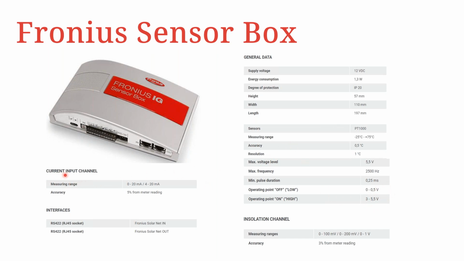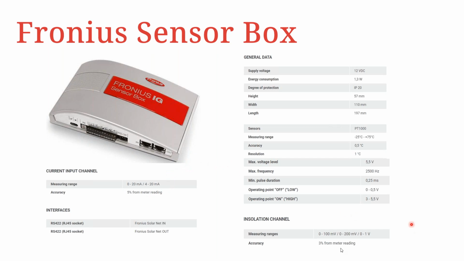For current measurements, as far as the current input is concerned, you can do the measuring within two ranges, from 0 to 20 milliamperes or from 4 to 20 milliamperes. So here the max is about 20 milliamperes, and the accuracy is within 5% of the meter reading.